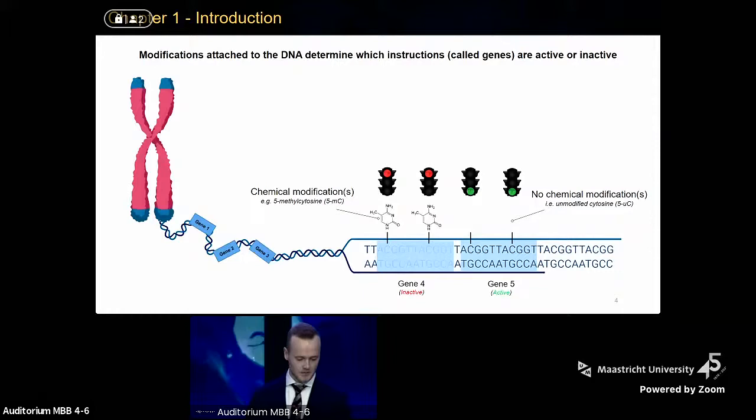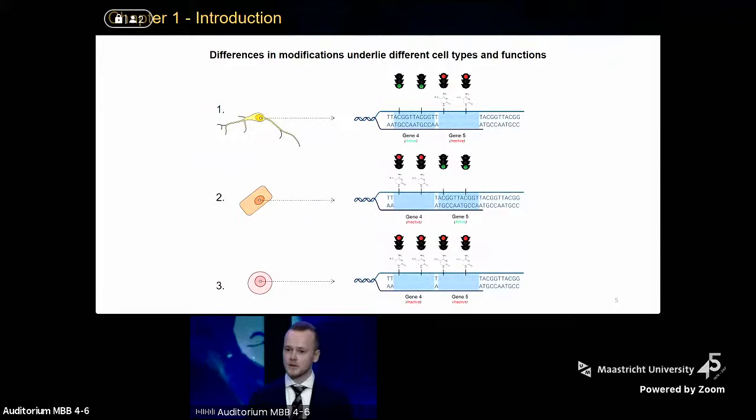So based on this brief introduction, I hope that it's now a bit clear that the chemical modifications basically determine the different cell types and the different functions that these cells have. Of course, it's therefore also very important that these modifications are placed in the right position of our DNA and in the right genes in order for these cells to be able to function properly.